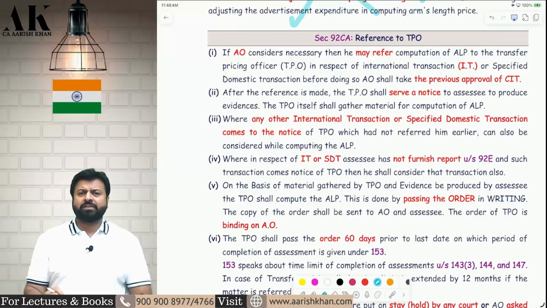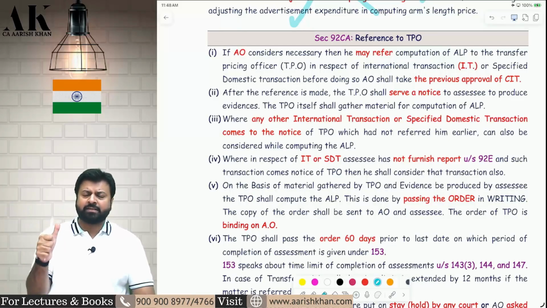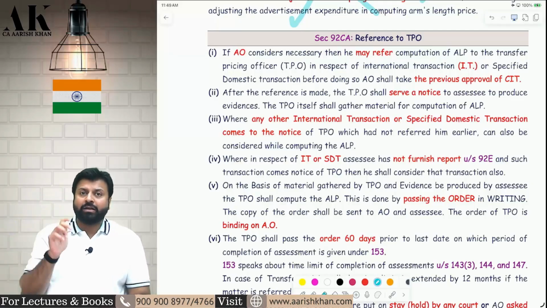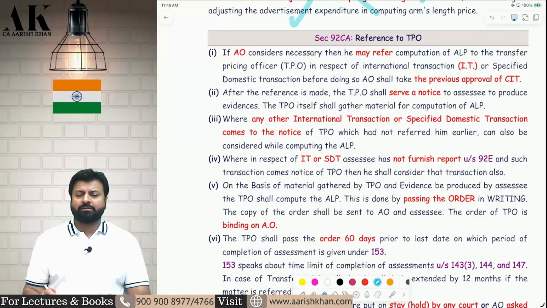Sir, who is the transfer pricing officer? A transfer pricing officer is nothing but an assistant commissioner, deputy commissioner or joint commissioner of income tax who has been empowered to do this job, who has been empowered to do the transfer pricing matters. So I am an AO, you are an assessee, and there is a TPO. I am doing your assessment and I am computing your international transaction arm's length price and domestic transaction arm's length price, and I am having some issues in computing the arm's length price. So I have the power to refer your arm's length price to TPO. Before referring, I will take a previous approval of commissioner and I will refer the arm's length price to TPO.